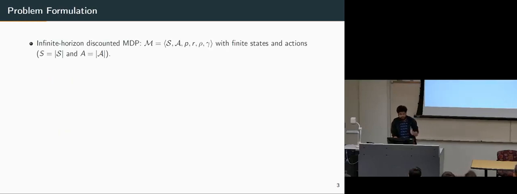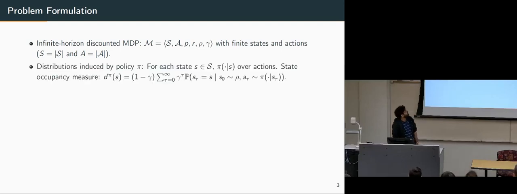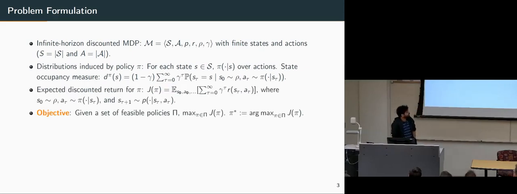The structure is, first, we are in the discounted setting with finite states and actions. D pi is the state occupancy measure. And as always, we are maximizing the discounted return. So given a set of policies capital pi, the objective is to maximize this J pi.